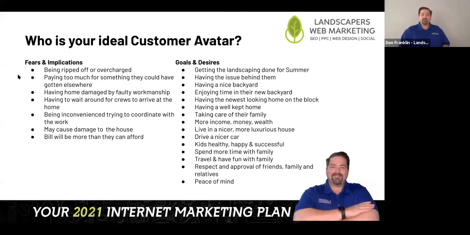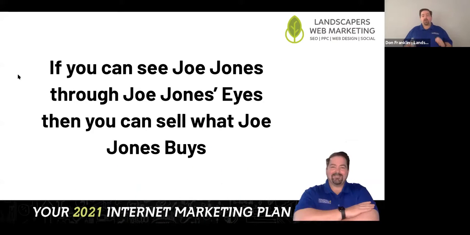Then you have goals and desires. What goals and desires would your ideal customer have? Are they wanting to get their landscaping done for the summer? They have some kind of issue they just want to get behind them. They just want to spend time in their backyard and enjoy it and have family time there and have a well-kept home, or they want to look more wealthy or have a more luxurious house. Peace of mind. There's a lot of different goals and desires that you can determine about what your ideal customer is feeling.